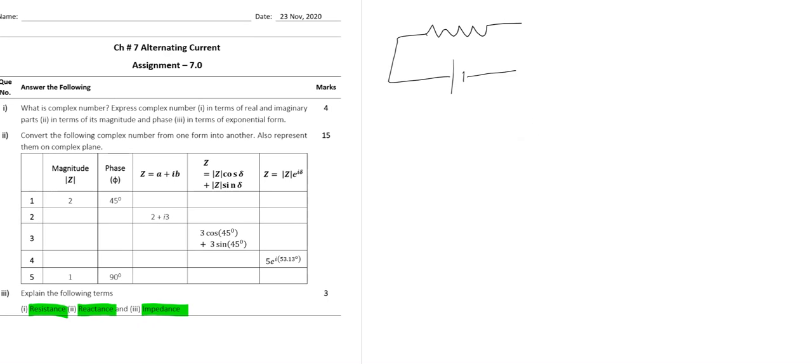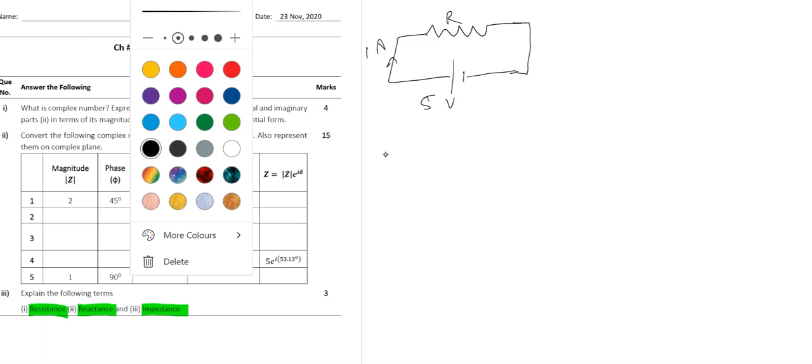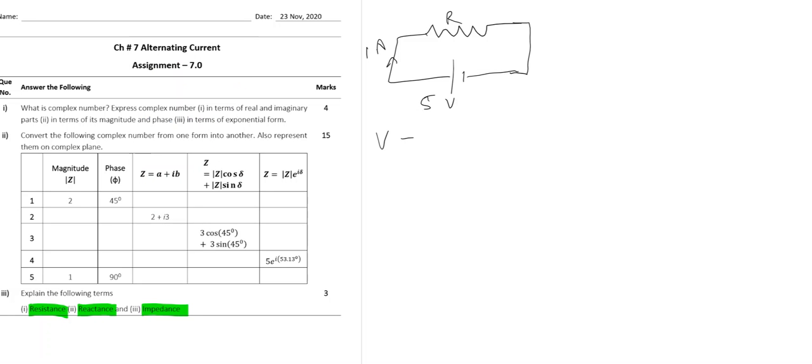Suppose you have a 5-volt battery and you have 1 ampere current passing through the circuit, you can find out the value of this component, the resistor. So we know that with Ohm's law V is equal to IR. So R is equal to V by I, and then R is 5 by 1, so R is 5 ohm, right?